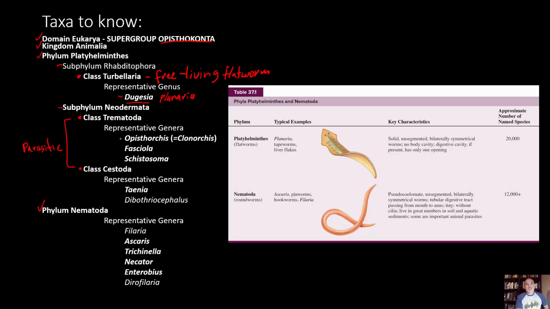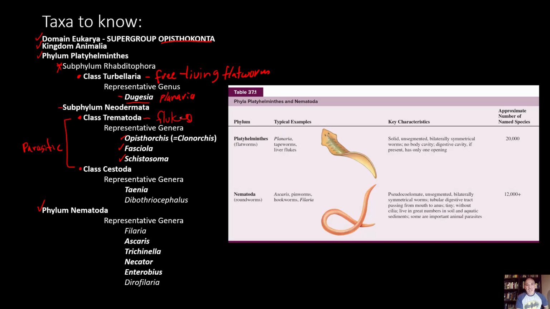And the genera you need to know is Opisthorchis, and its synonym for that is Clonorchis. So if you ever see in a laboratory setting a slide labeled Clonorchis, you're talking about Opisthorchis. And then there's Fasciola and Schistosoma, and those are in the class Trematoda. You need to know that. You need to know that they're in the subphylum Neodermata. Don't worry about knowing the subphylum for the free-living flatworms. The trematodes are commonly called flukes.